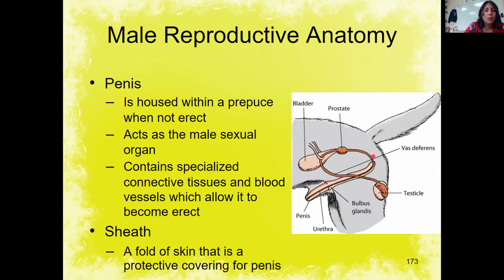As it's making its way through, it will eventually pass through the penis and the sheath. So the sheath is actually the fold of skin that surrounds the penis that acts as a protective covering for it. The penis is very, very sensitive. It can be hurt very easily. So to protect it, animals have a sheath.